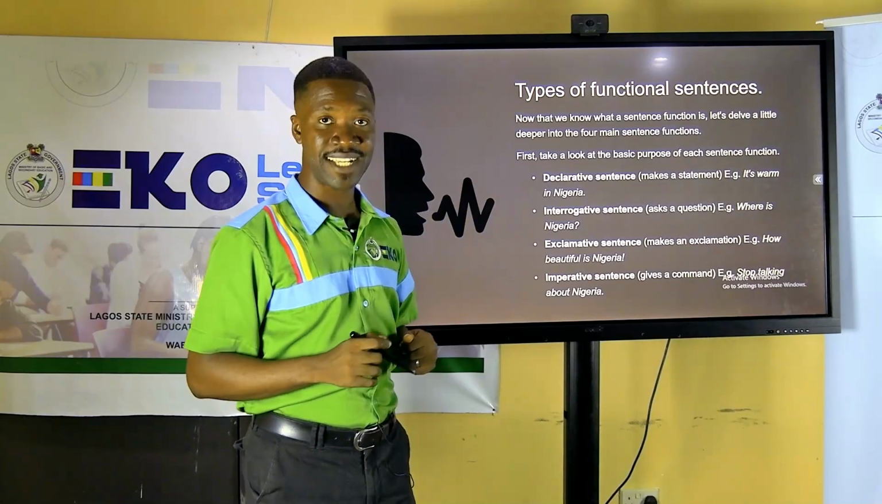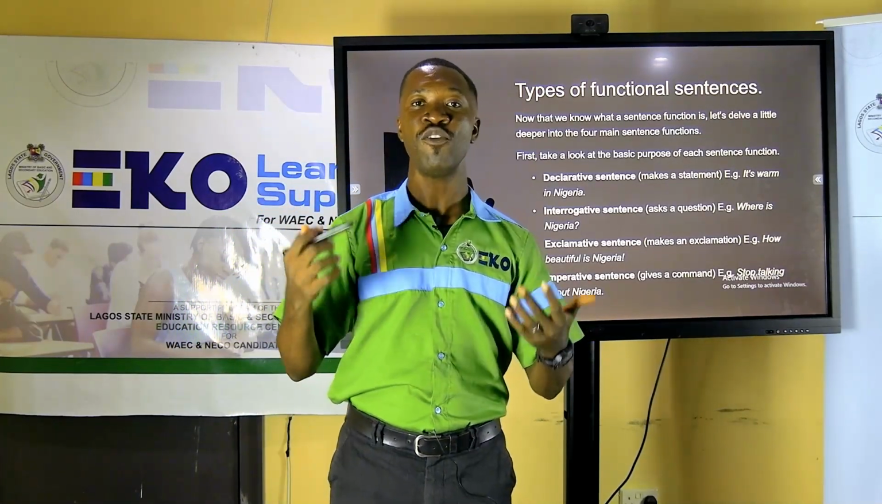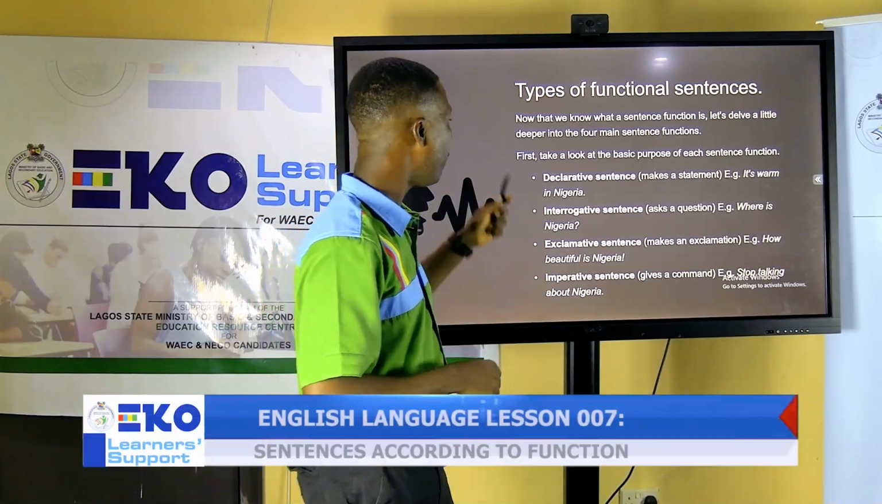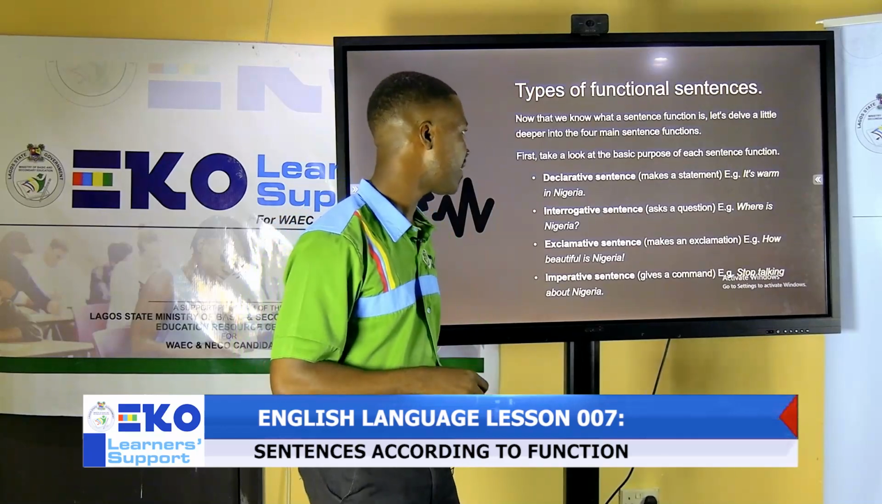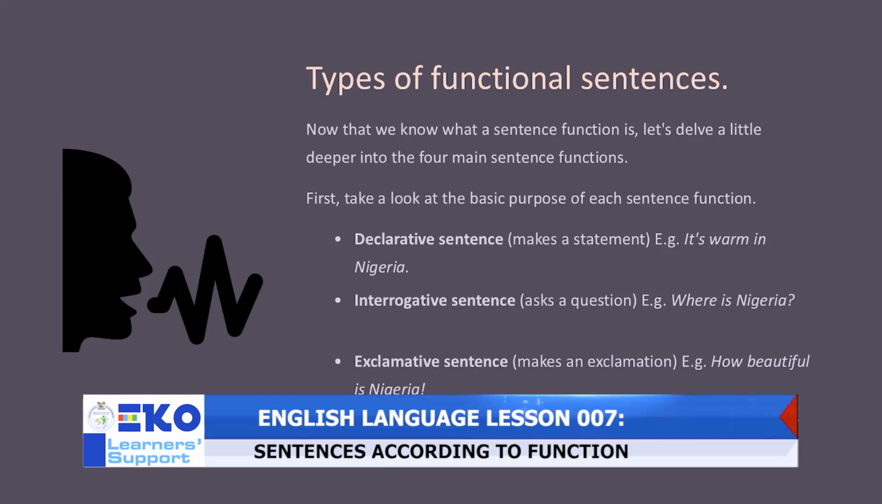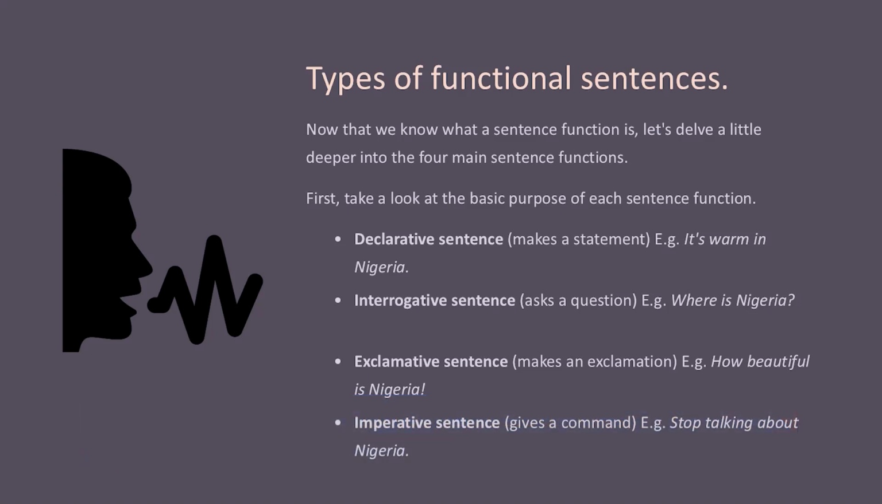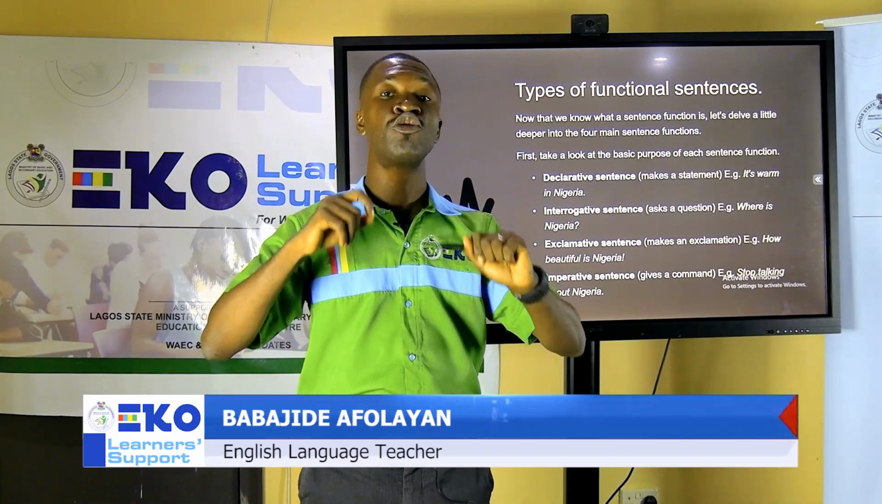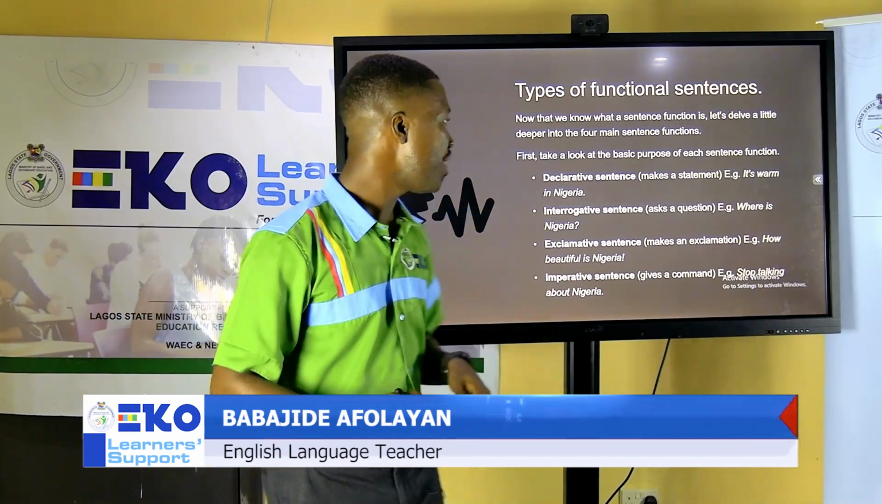Types of functional sentences. You can either call it sentences according to function or the functional sentences. In English language, we have 4 types of functional sentences. The first one is the declarative sentence. The second one is the interrogative sentence. The third one is the exclamative sentence. And the last one is the imperative sentence. We will be looking at each of these sentences and how to identify or use them when we write.